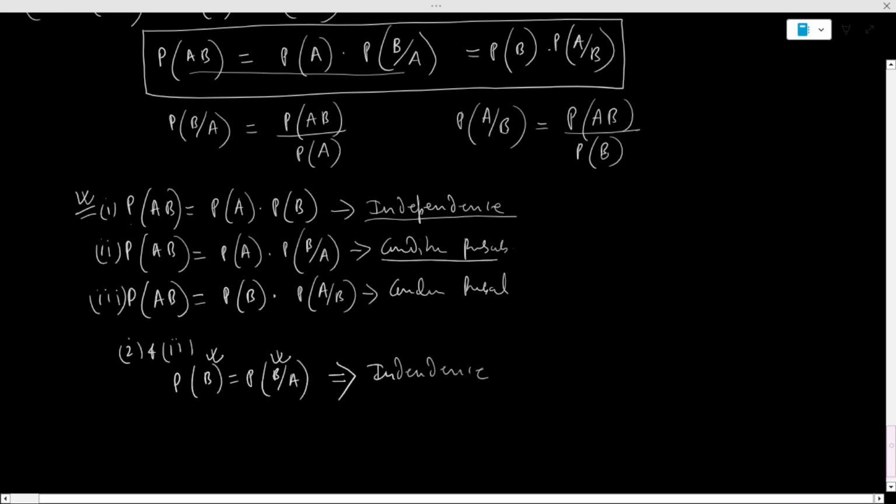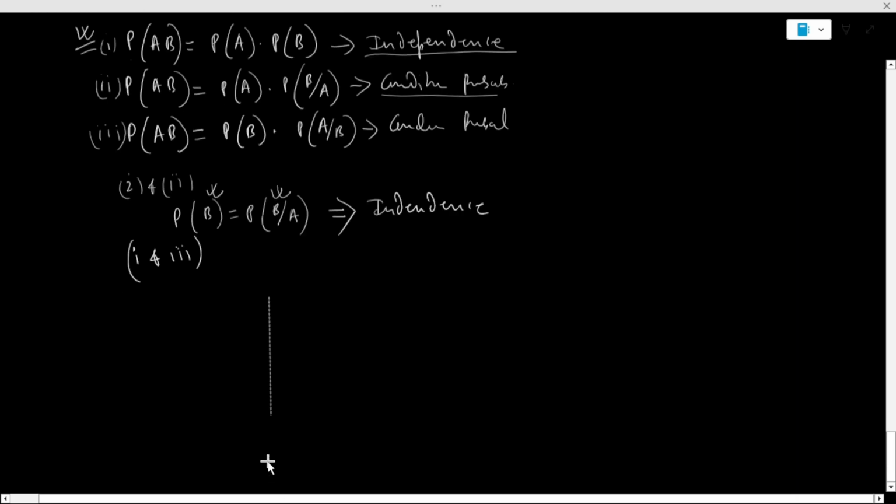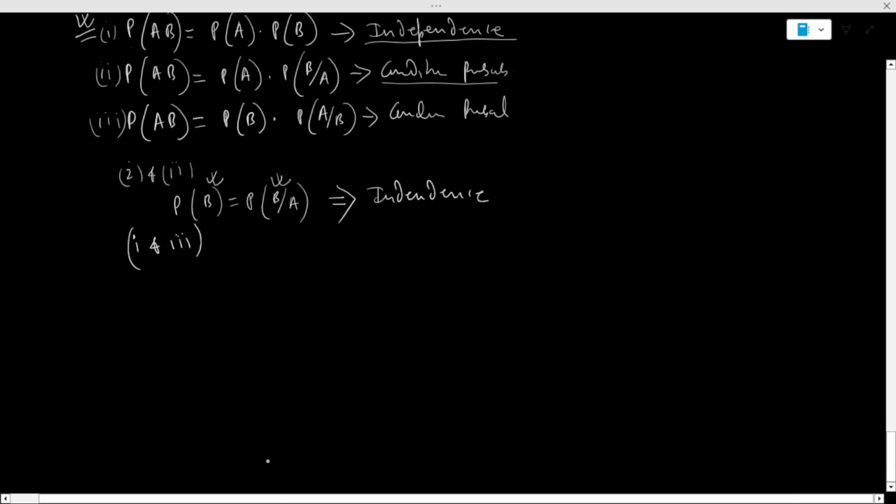Similarly, independence of the events A and B. If we compare 1 and 3rd, what do we see? We have probability of AB is equal to probability of A into probability of B, but we have probability of B over here and we don't have probability of A. So if probability of A is equal to probability of A conditioned on B, then again this will ensure independence.